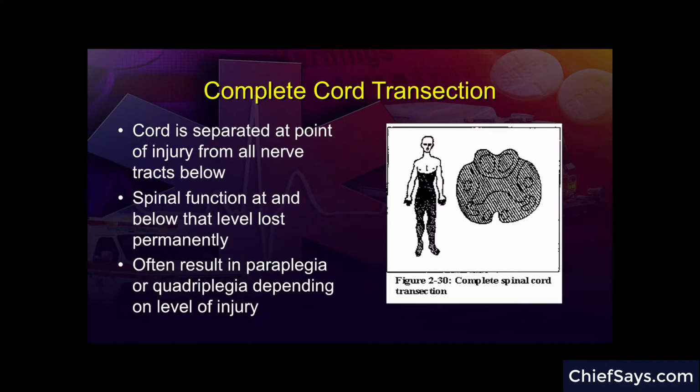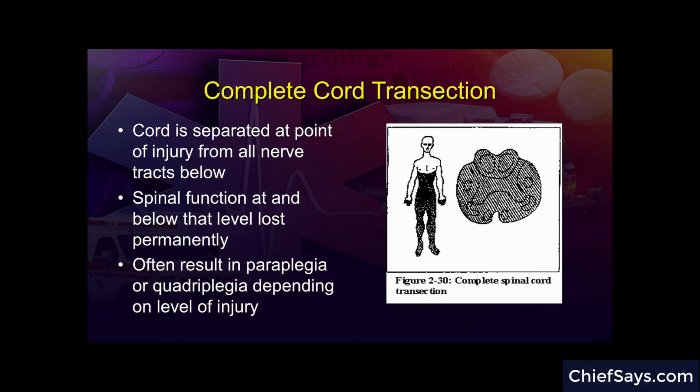Cord transections are where the spinal cord at the point of injury has been severed, you could think of, severed from the communication above and below that point of injury. So when we have complete cord transection, the result is that there's no communication whatsoever, and this is irreversible.